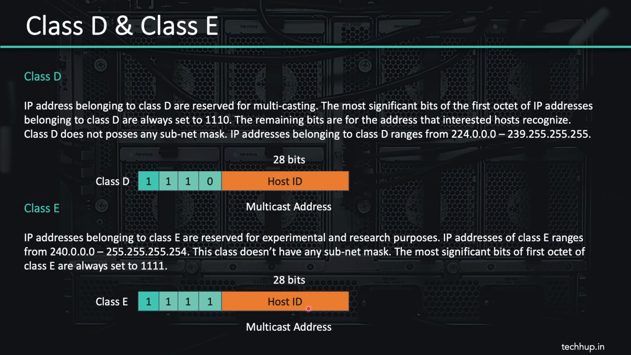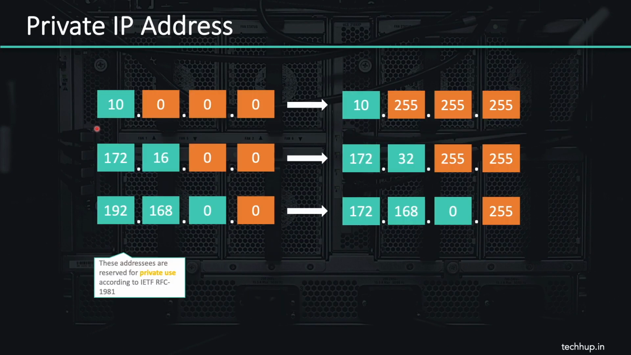So in general day-to-day work, you won't be dealing too much with Class D or Class E sets of IP addresses. Now moving on, you have these ranges of IP addresses which are private IP addresses that are reserved for private use according to the IETF RFC 1918 document. So these IP addresses are never meant to be allocated to any public facing servers or devices.